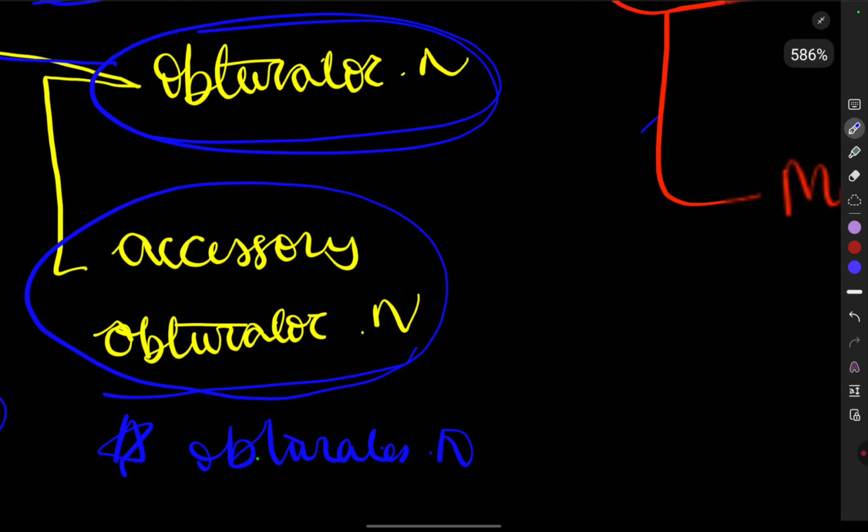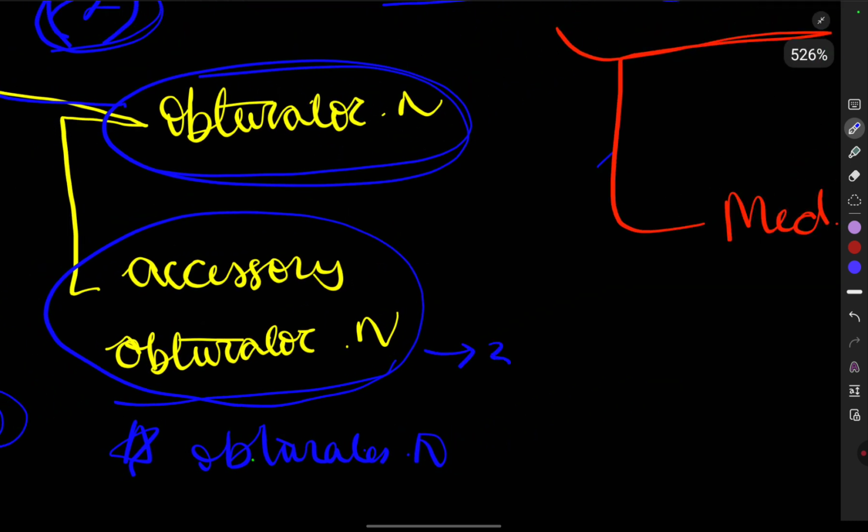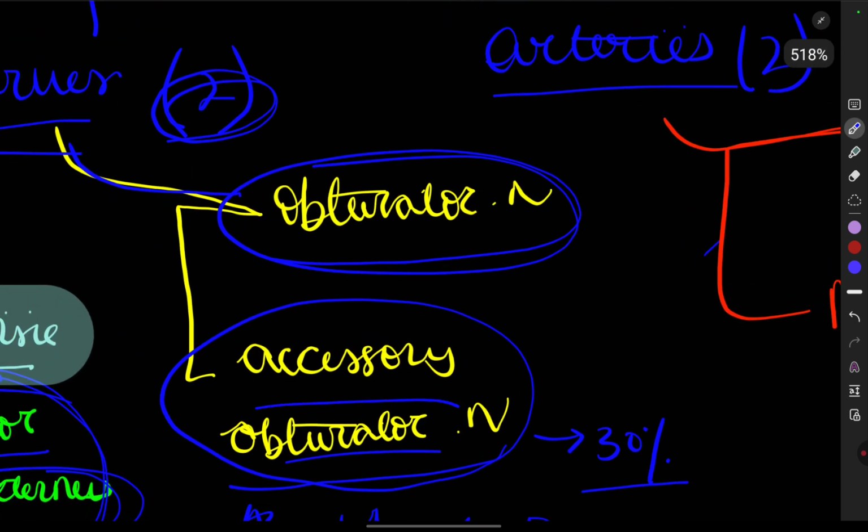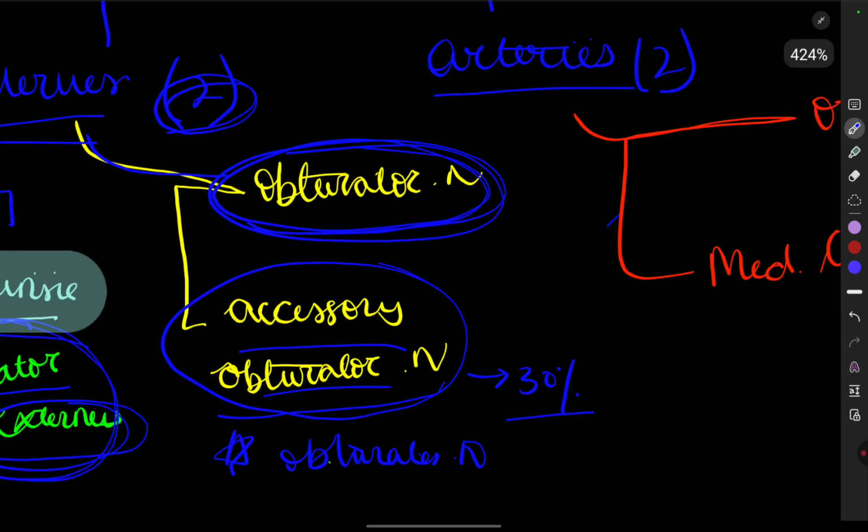The thing about the accessory obturator nerve is that it is present only in 30% of the subjects, and it is not present in the rest of the people. It may be present or it may not be present, but the obturator nerve is always present, of course.